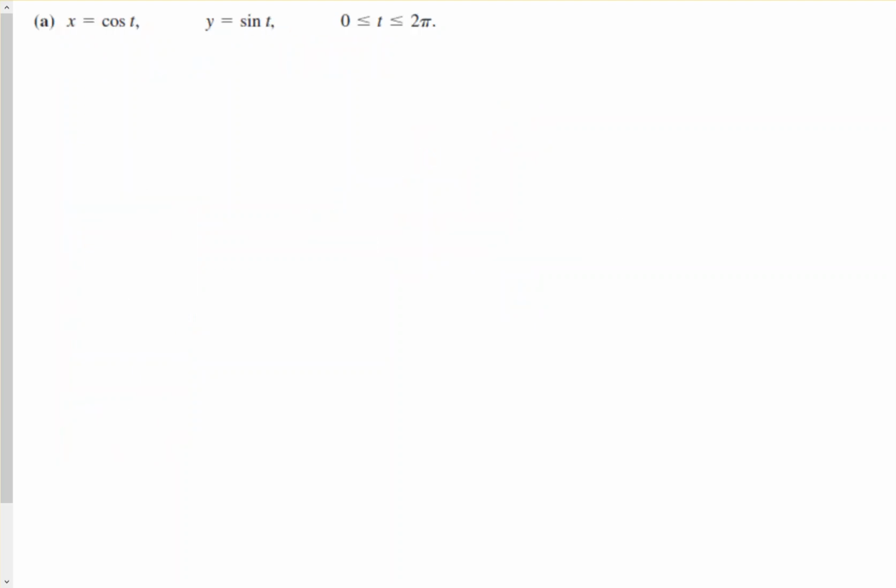Okay, so let's take a look at the next one. x equals cosine of t, y equals sine of t, and t is between 0 and 2 pi. Sometimes we'll see this. What we do know from earlier in our math careers, we have a trig identity tying together cosine and sine, right? And that trig identity is cosine squared plus sine squared equals 1.